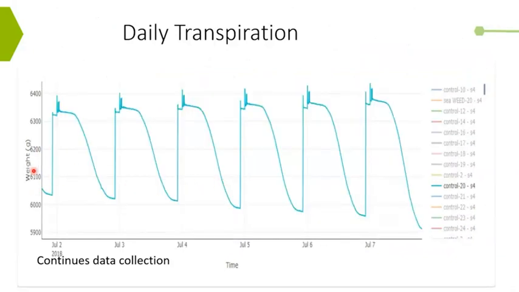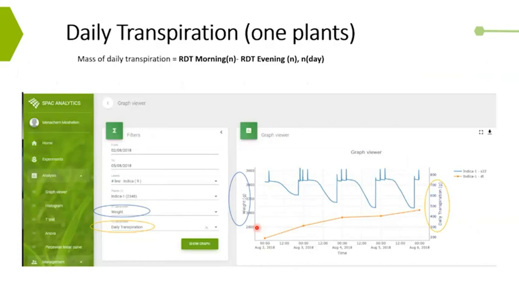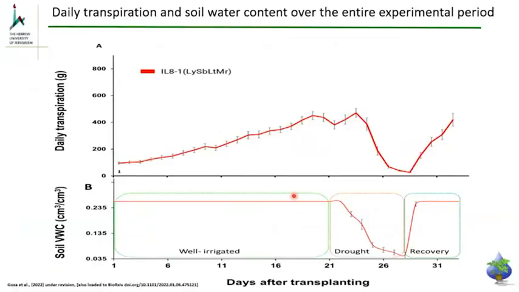This is the weight, the raw weight. The increase in weight means irrigation, and the decrease in weight means transpiration. So when we define the RDT morning and RDT evening, the delta between the two, the line here, is basically the plant water loss during one day. So if we just want to see how much the plant loses, we just need to take this delta every day. And the line here shows us a continuous increase in plant transpiration. Usually it's because the plant is growing.